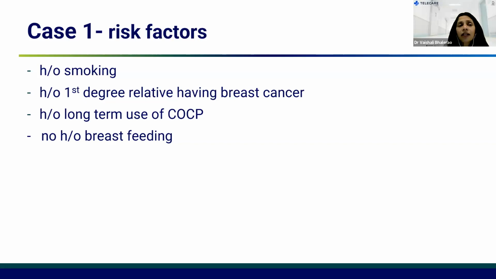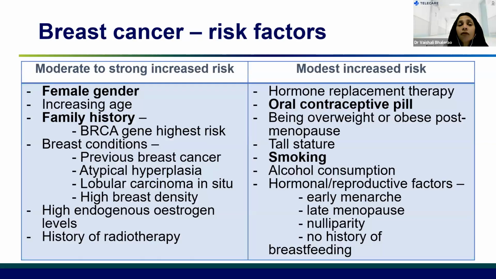So breast cancer risk factors, moderate to strong increased risk: female gender, increasing age, family history of BRCA genes. Highest risk: breast conditions, previous breast cancer, atypical hyperplasia, lobular carcinoma in situ, high breast density, high endogenous estrogen levels, and history of radiotherapy. Modest increased risk: HRT, oral contraceptives, being overweight, obese, postmenopause, tall stature, smoking, alcohol consumption, hormonal and reproductive factors, early menopause, early menarche, late menopause, nulliparity, and no history of breastfeeding.